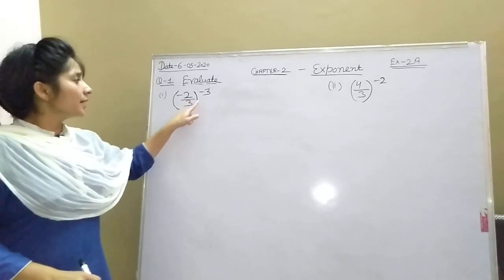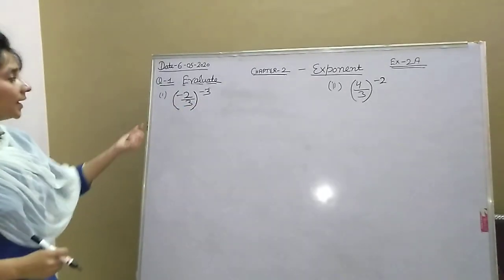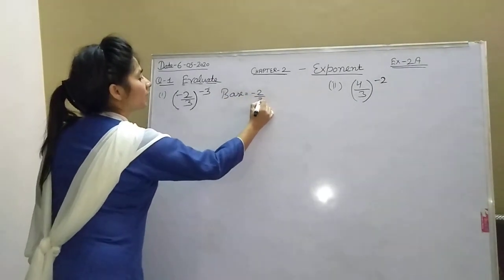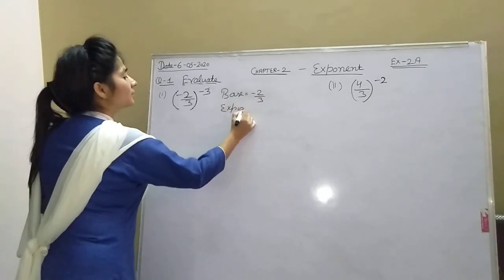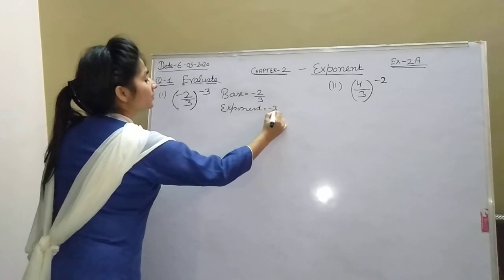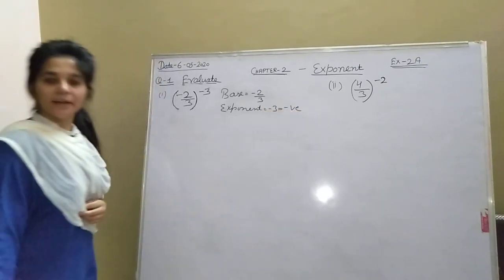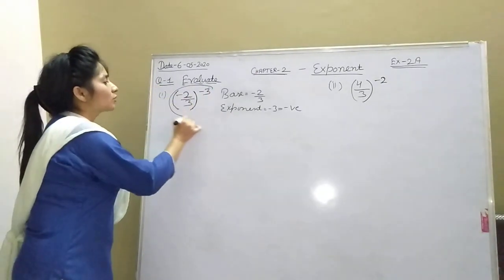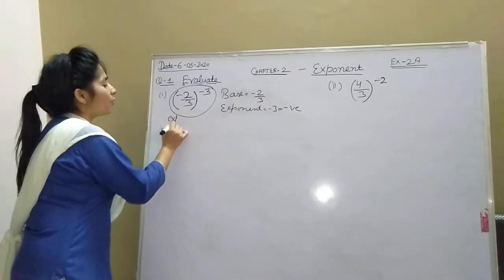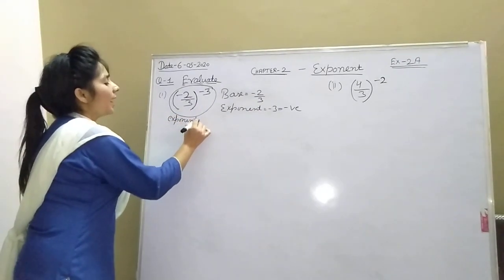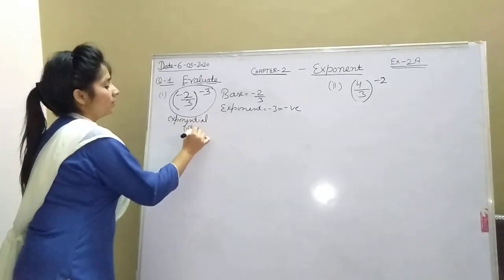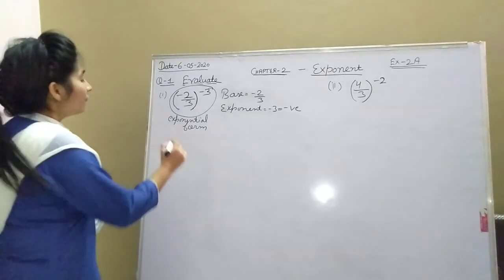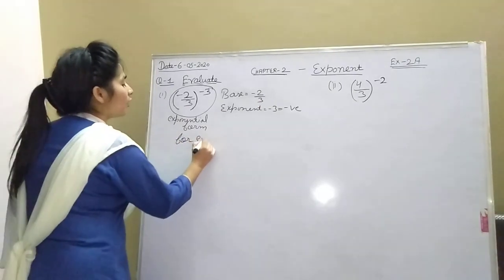Minus 2 by 3 raised to power minus 3. In this question, the base is minus 2 by 3 and the exponent is minus 3, which is negative. And with the base and with the exponent, this formation is called an exponential form. Now, applying the laws of the exponent for every non-zero integer A.